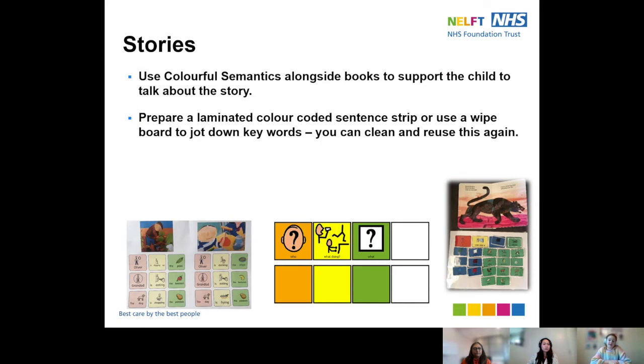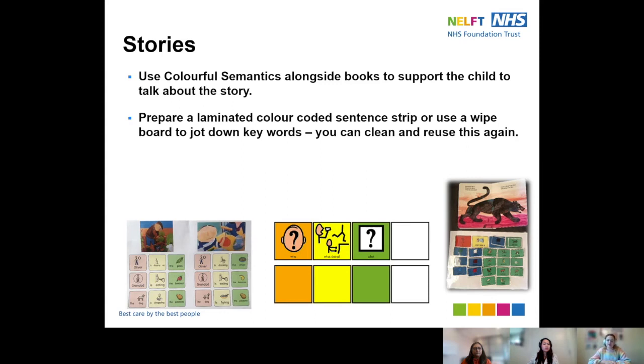There are also pictures within our favourite storybooks, so we can use colourful semantics alongside stories to support our children to talk about the story. To do this, you might want to prepare a laminated colour-coded sentence strip or use a whiteboard to jot down some keywords. You can use this again and again, but if you don't have a whiteboard, that's okay. You can just use some scrap paper to write down what you're doing.